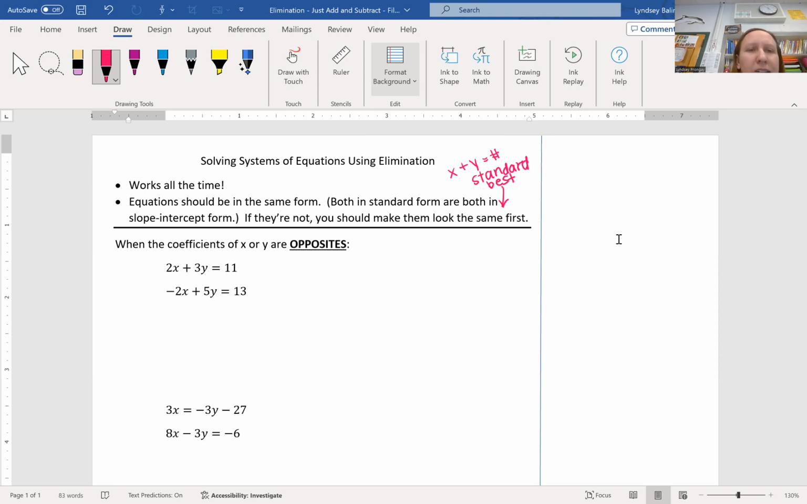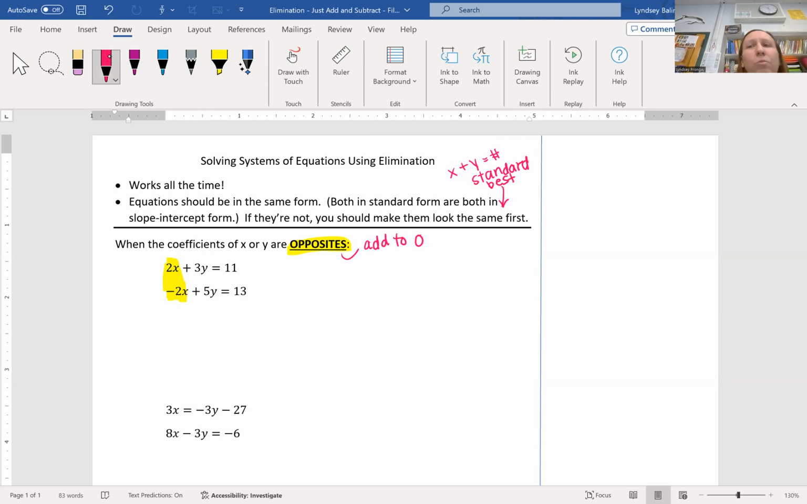Okay, so here we are looking at 2x plus 3y equals 11 and negative 2x plus 5y equals 13. And it's important to note that if we're looking at the x's, we have a 2 as a coefficient and a negative 2 as a coefficient. And those are what we call opposites. Opposites in math are the same number, but positive and negative. And what's important about opposites is opposites add to 0.